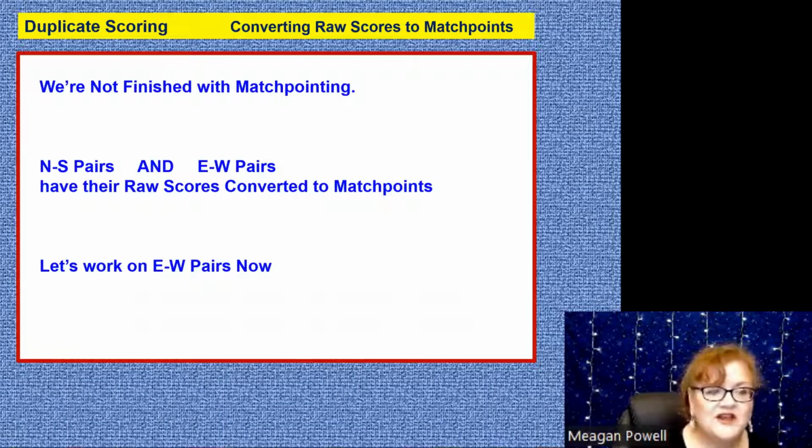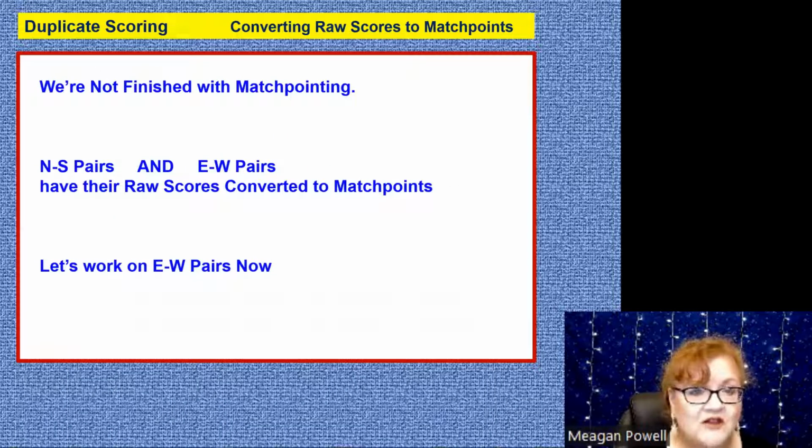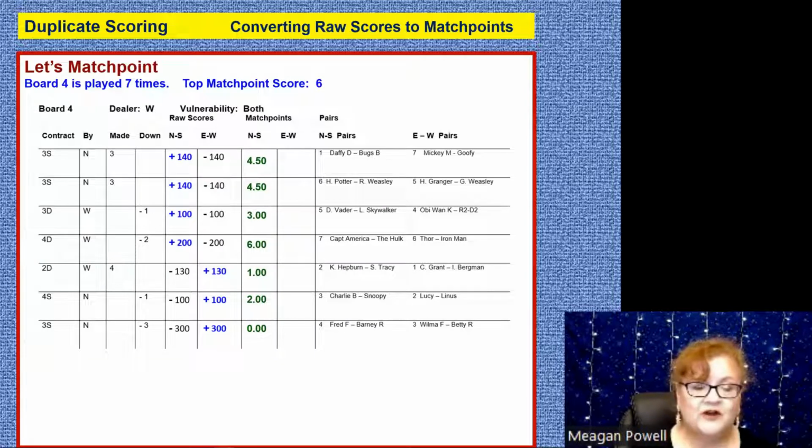Now, what about the east-west pairs? They get scores as well, but we've already given them raw scores, and we convert their match points. So let me do a couple of those with you here. Let's see how you do. And you can see the whole list here when I'm done. So let's take a look here. We're going to look at the east-west column of raw scores, right? Raw scores under the east-west column. And the first one we look at is Mickey and Goofy on line one, east-west pair seven.